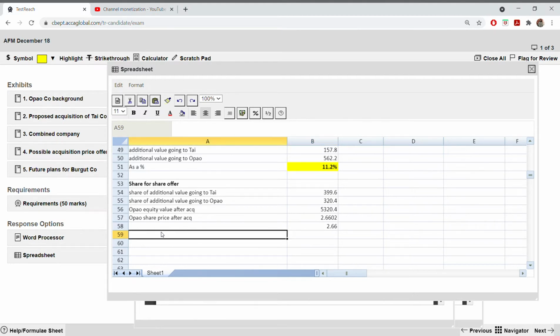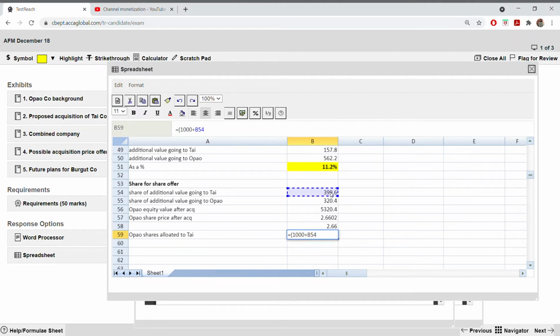Next, Oppo company shares to be allocated to Thai company. How much will be allocated to Thai? To get that, it will be equal to how much Thai had, 1000 before acquisition, added with what they will have after acquisition. Then divide by 2.66, the share price after acquisition. So it will be 526.